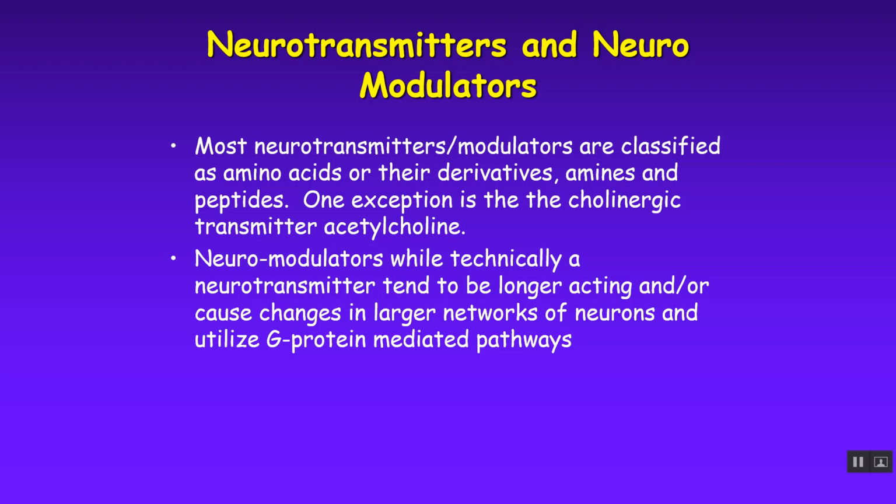Neuromodulators really fit into a broad category of a neurotransmitter. They tend to be longer acting and/or cause changes in larger networks of neurons, and they utilize G protein mediated pathways. So if you utilize a G protein mediated pathway, you're typically considered more of a neuromodulator. If you're just doing fast acting, opening ion channels briefly, then you're a true neurotransmitter. These all fit under a broad category of some type of neurotransmitter, but we're talking fast acting neurotransmitters versus slower acting neurotransmitters or neuromodulators. But I'll try to make sure I don't ask a question that would screw you up because of that kind of nomenclature.